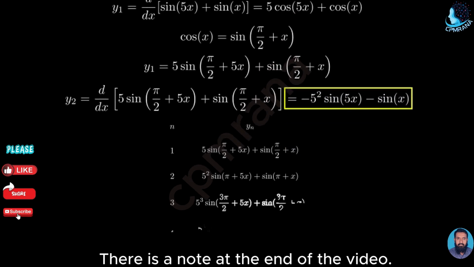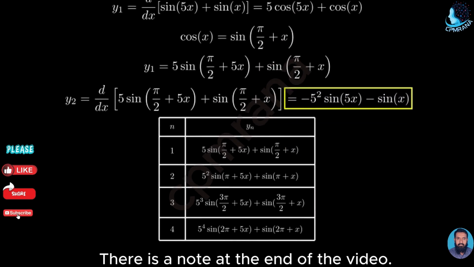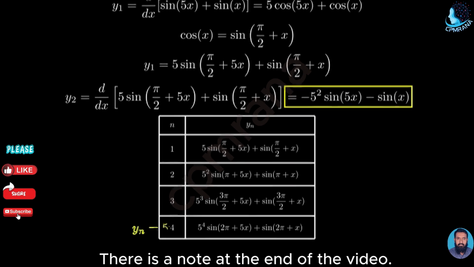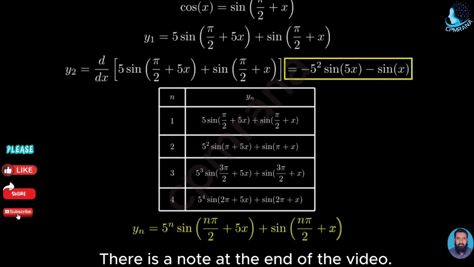After each derivative, we alternate between sine and cosine. The coefficient of the first term becomes a higher power of 5, and we add pi over 2 to the angle each time. From this pattern, we can deduce the general form for the nth derivative. For any n, y sub n equals 5 to the n power sine of n pi over 2 plus 5x plus sine of n pi over 2 plus x.